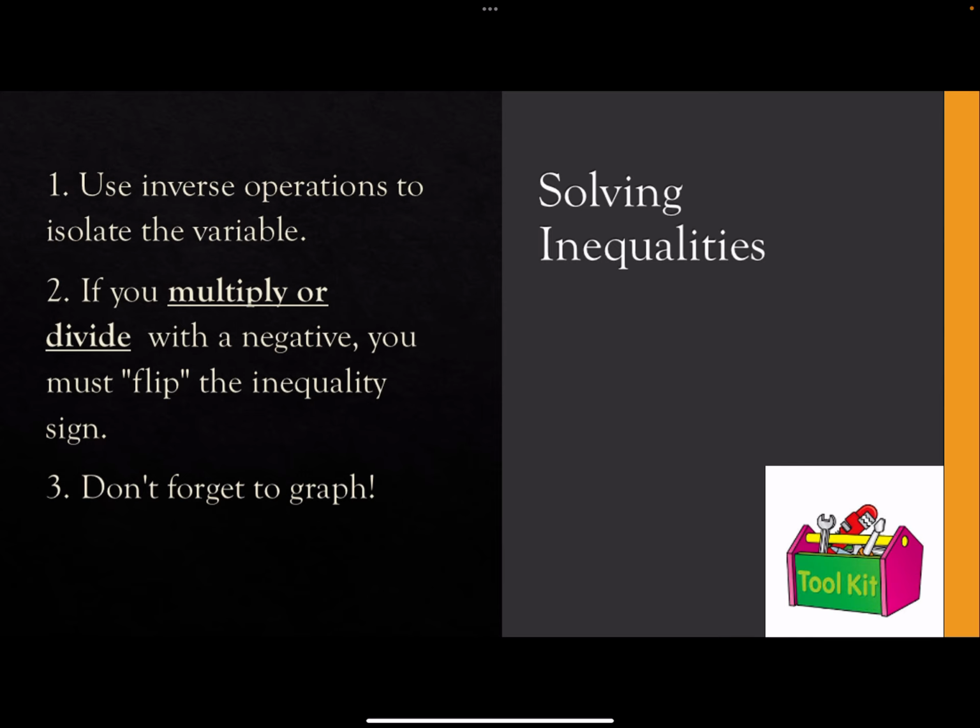But here's the thing. Anytime I multiply or divide with a negative number, you have to flip the inequality sign. So in other words, if it started with a less than, you flip it to a greater than. If it started with a greater than or equal to, you flip it to a less than or equal to. So you flip the direction it's going. And again, that's only if you multiply or divide by a negative number.